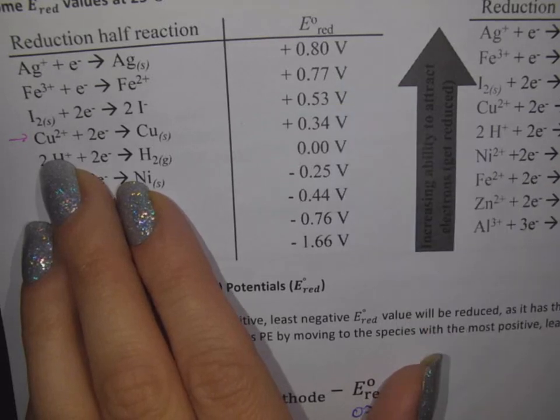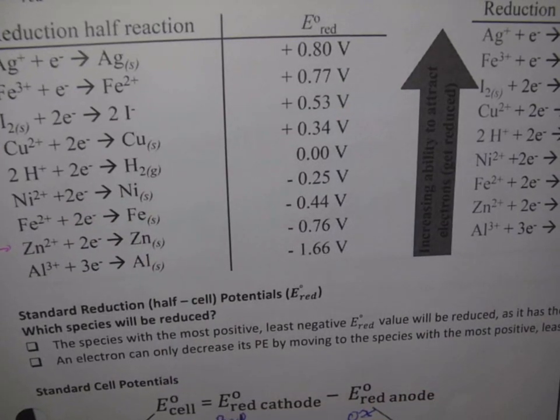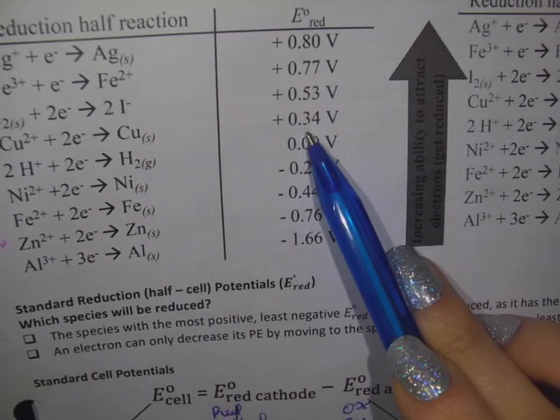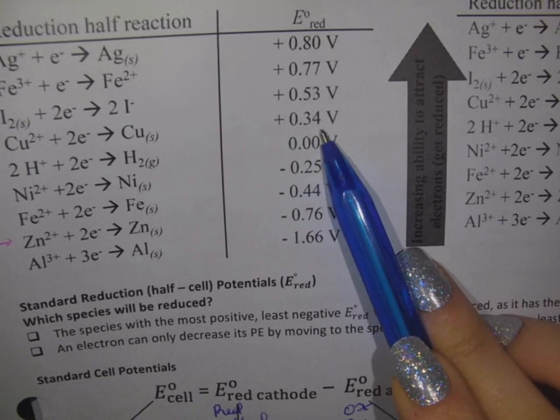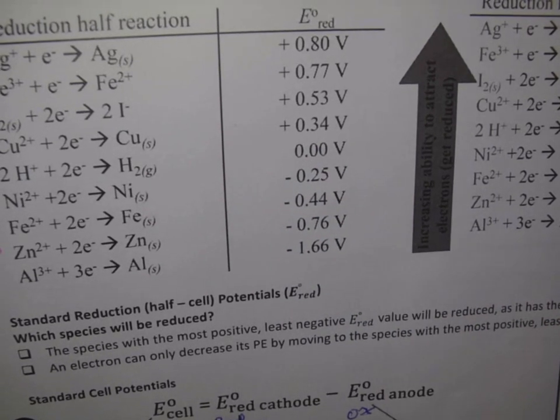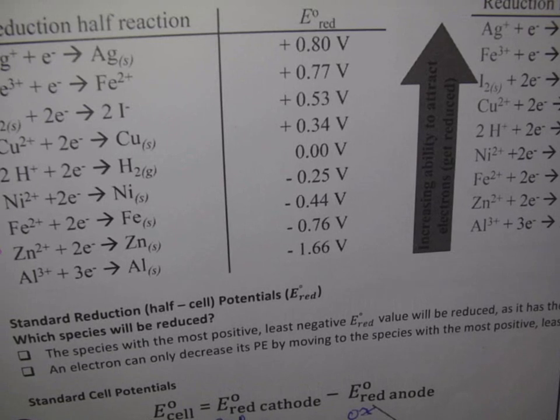Yeah, exactly. Because it makes the least negative impact on it, right? Even though it's going to be minus 0.34, because we're going to minus it from that, it gives us the largest E cell in the end. Okay? So the best ones would be the top one and the bottom one to use. Exactly. Those would be the best.